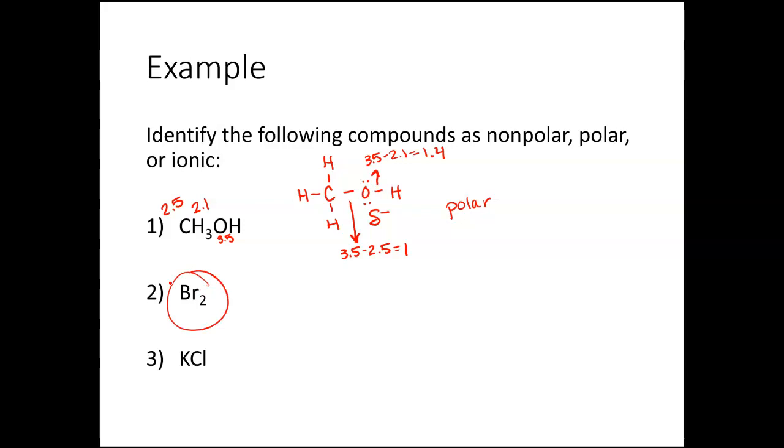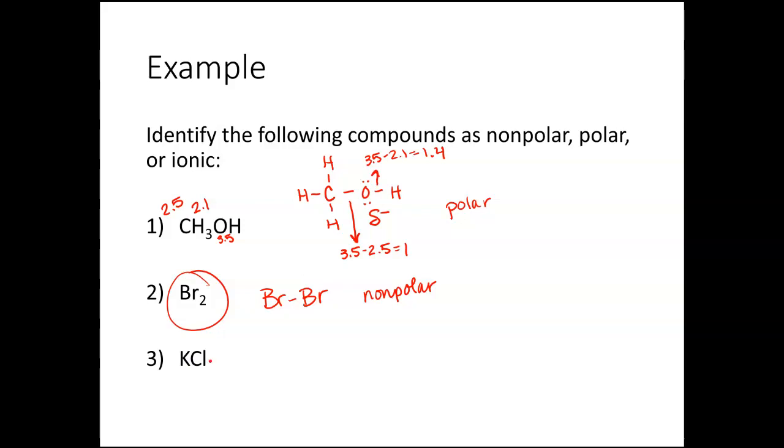Bromine, you don't even have to know what the Pauling number is for bromine because it's the same compound, right? If it's the same compound, there's no way for electrons to really feel any sort of pull in either direction. And so this would be nonpolar. So every molecule that is made of the same atom, those will be nonpolar.